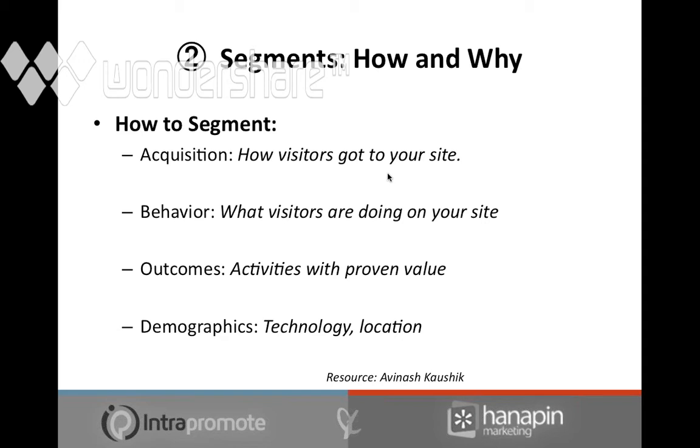The next one's behavior. Let's focus on people who are doing certain things when they get to the site. Maybe they started the shopping cart. Maybe they downloaded a file. Let's isolate those people and see what happened. By outcomes, that's the third. These are visits that are showing that the user performed an activity with a proven value to you. All right, so that's critical, because we want to be able to isolate the group of visitors who actually did what we wanted. What commonalities are there, and how can we expand that to show people that same experience?